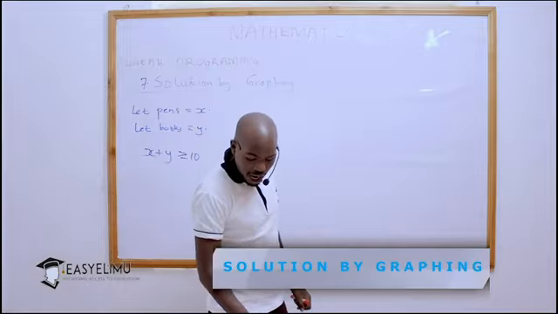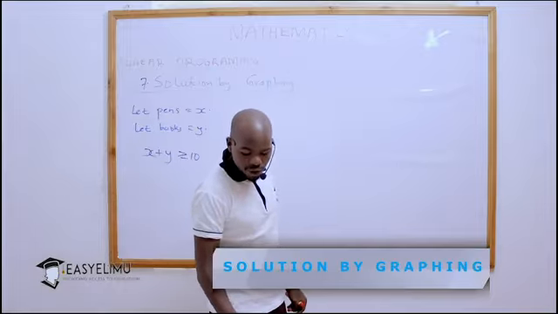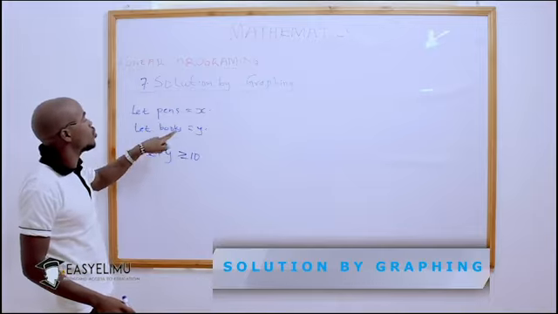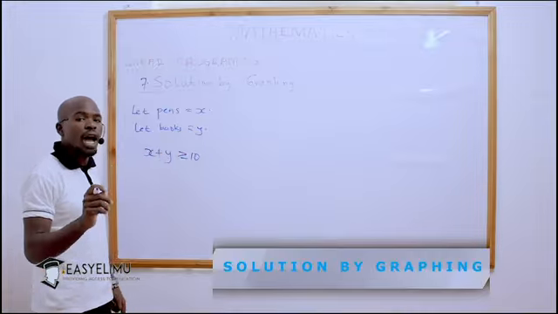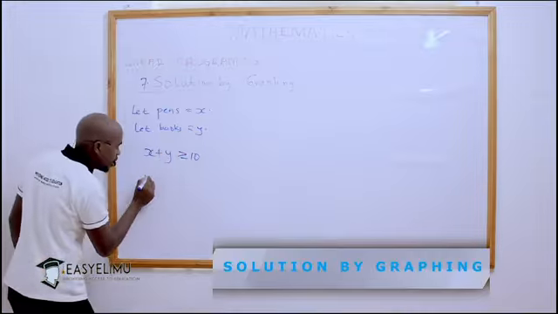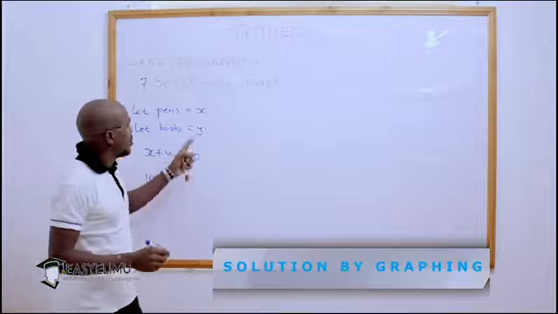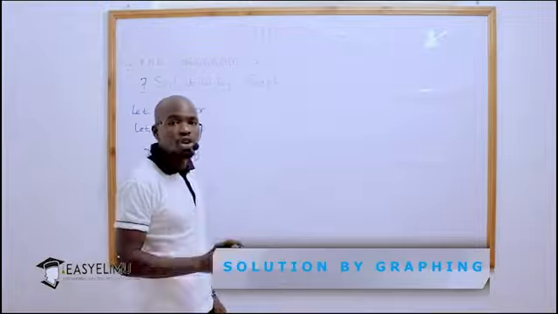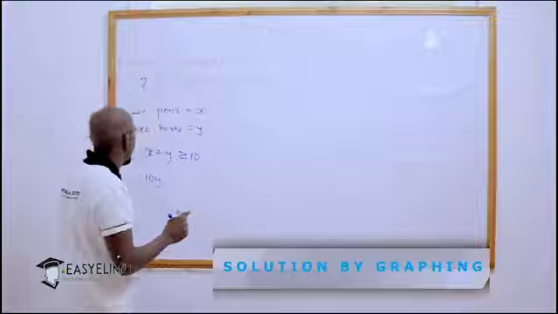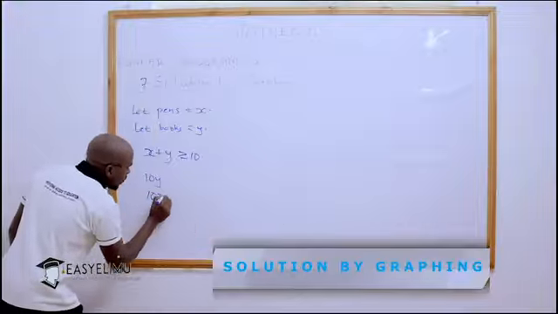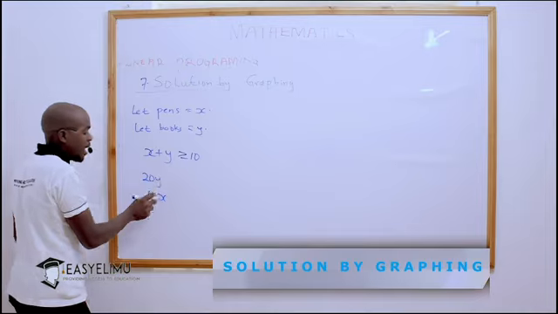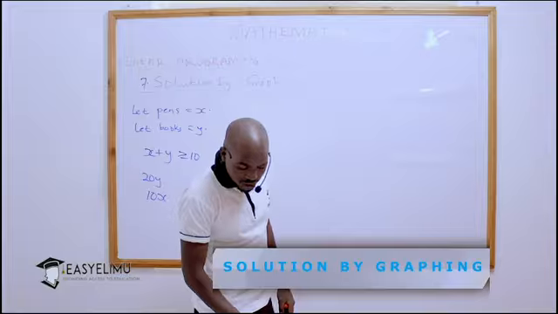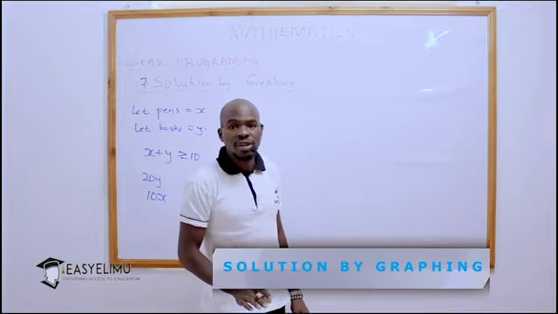So from there we have been told a book costs 20 shillings and a pen costs 10 shillings. A book costing 20 shillings means the total amount spent on books will be 20Y. And if a pen costs 10 shillings, the total amount spent on the pens will be 10X. A book is 20 and a pen is 10. So we have been told the student is having only 220 shillings to spend.